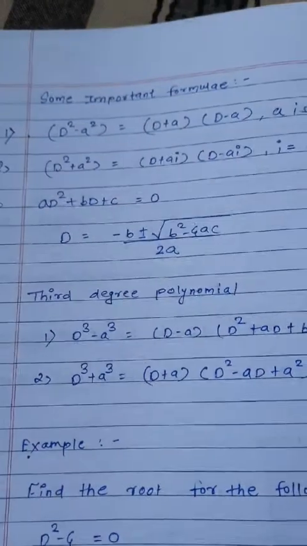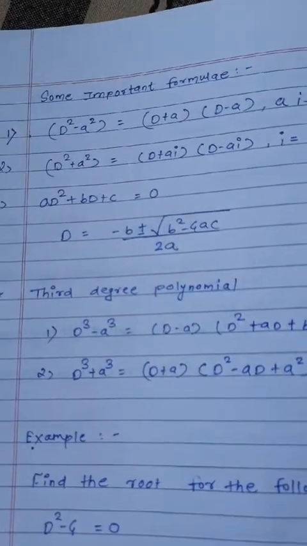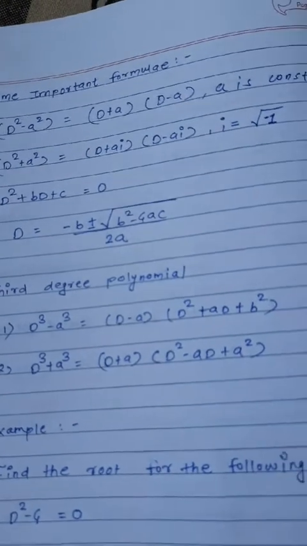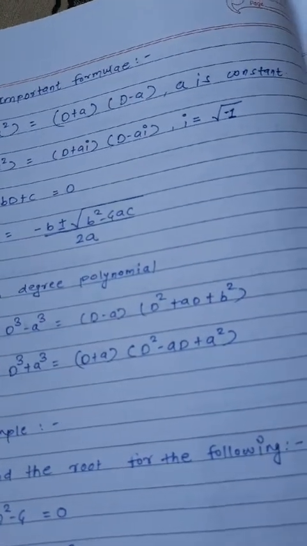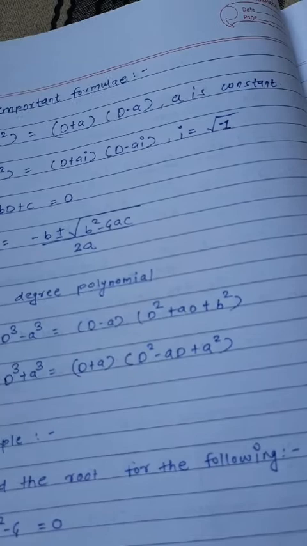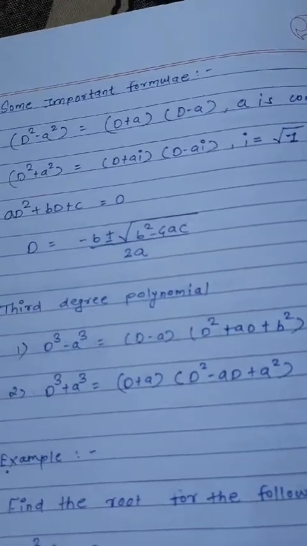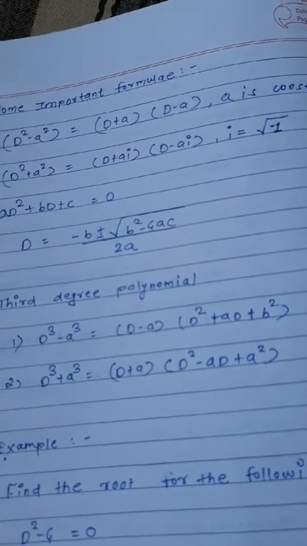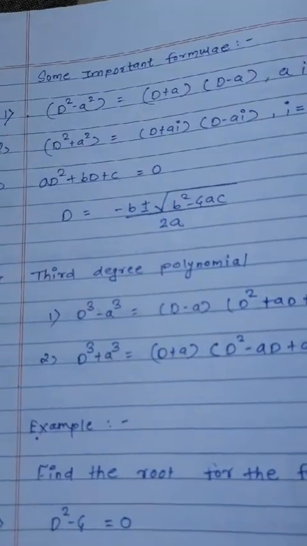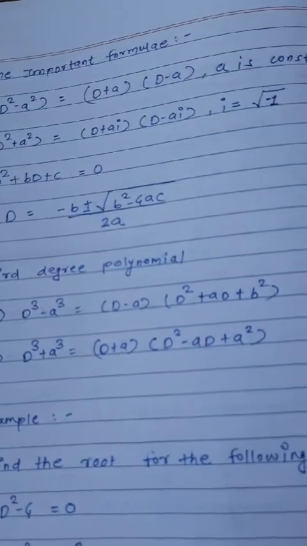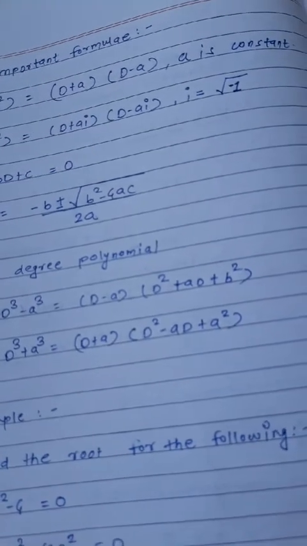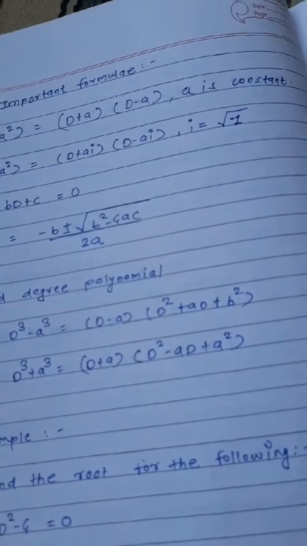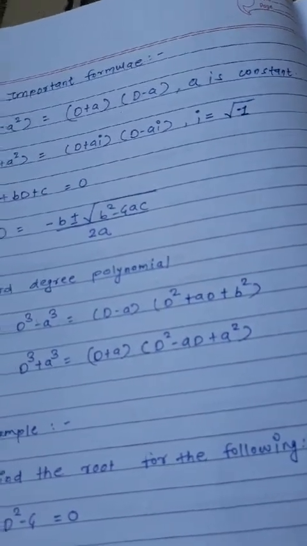Now consider the first formula, that is d square minus a square is equals to d plus a multiplied by d minus a. So these are the factors for that, and a is any constant. We'll solve problems on this later. Considering d square plus a square, the answer is d plus ai into d minus ai, where i is an imaginary number whose root is minus 1.